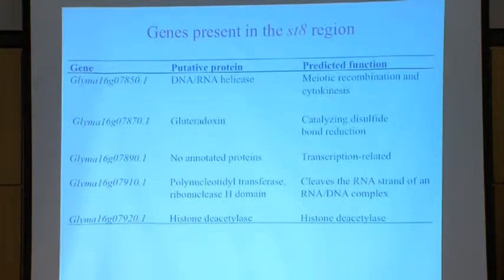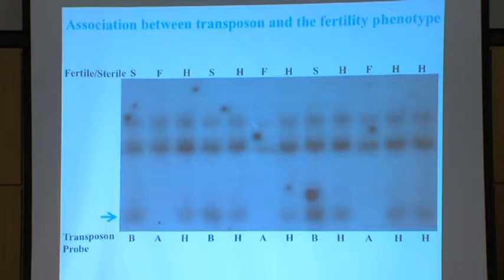But if you remember, we started all that from assuming that this mutant was generated by a transposable element. So if this mutant was generated by a transposable element, we should be able to find which one out of these 5 is really our gene of interest. So first, we had to prove that it is due to a transposable element. So we had those plants, which I told you, F2 generation: sterile plant, fertile plant, H means it has both types of patterns.